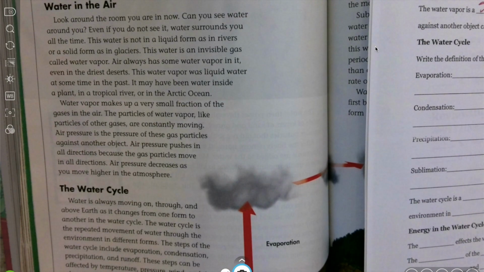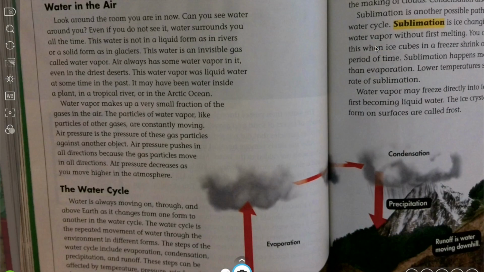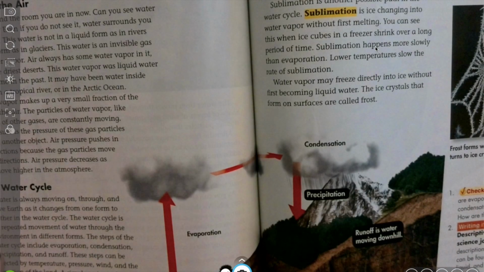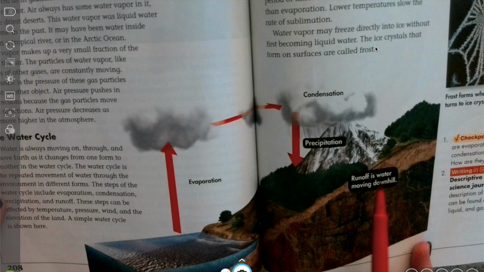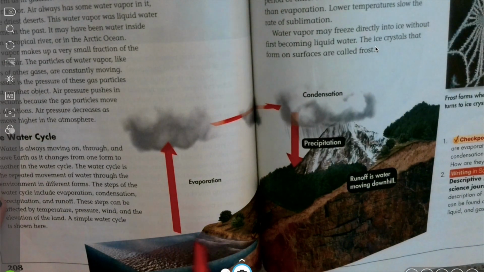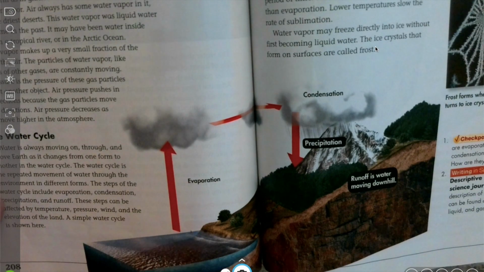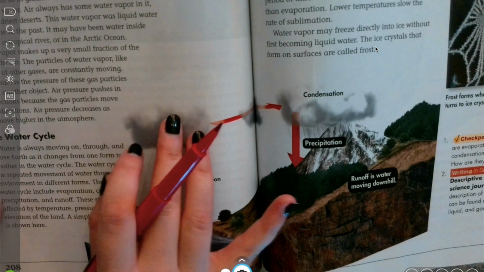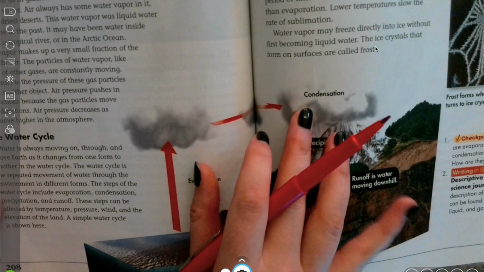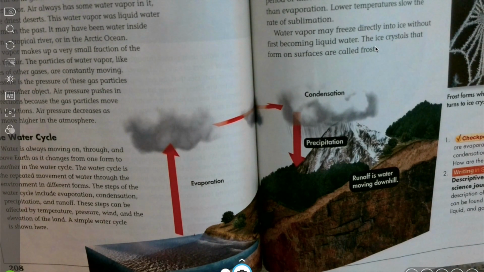A simple water cycle is shown here. So you're going to see that right in here are just the different parts of the water cycle. So we start with the runoff, which is water moving downhill. It might go into the lakes or the oceans. It then evaporates, goes into the air, turns into a cloud, turns into condensation, and then the rain comes down and it again cycles through. That's the very simplest way of putting it. And then going on, we're going to read through the different parts of the water cycle.